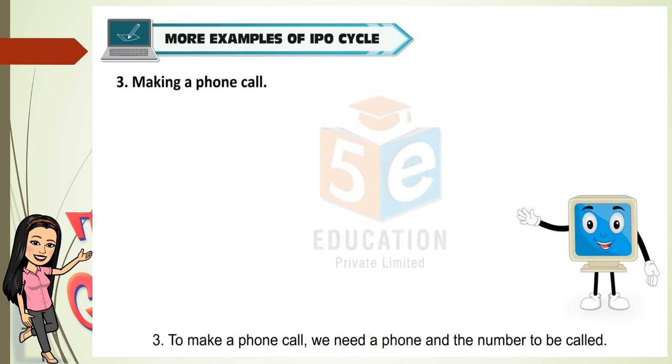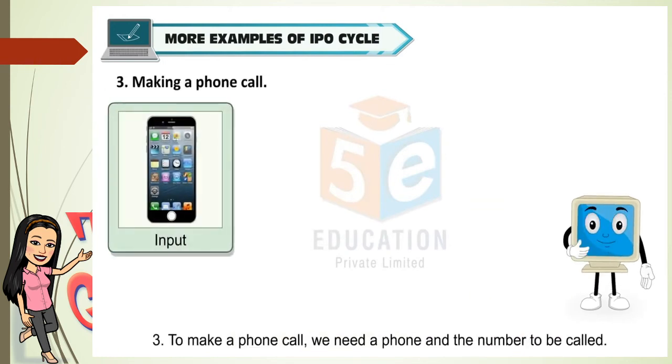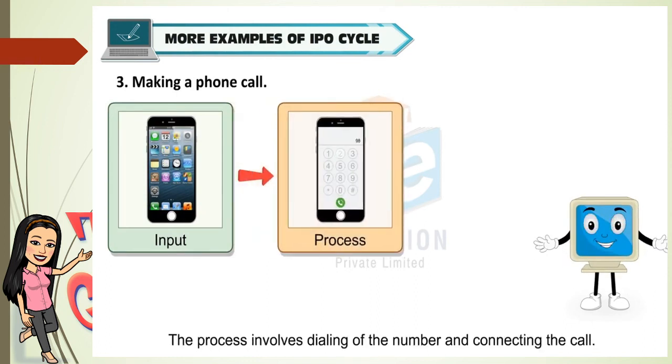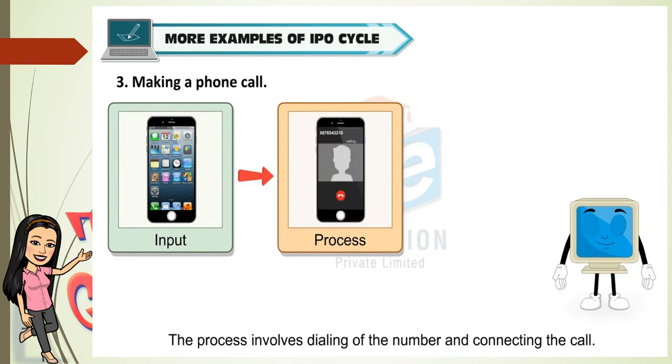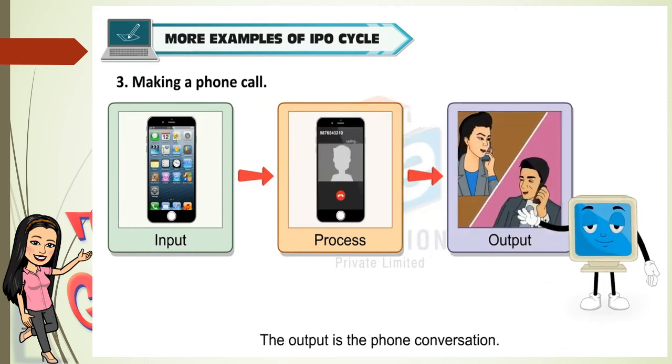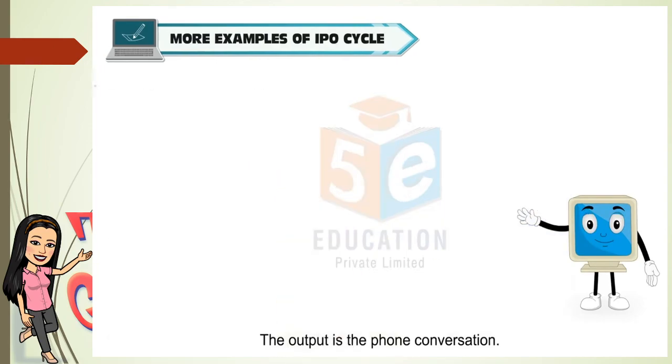To make a phone call, we need a phone and the number to be called. The process involves dialing the number and connecting the call. The output is the phone conversation.